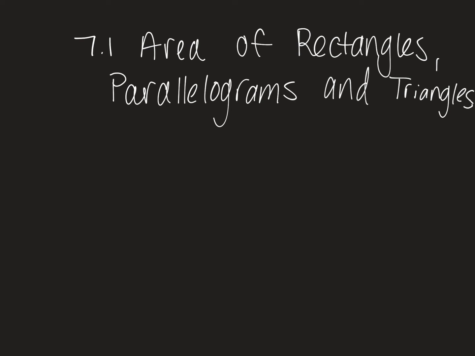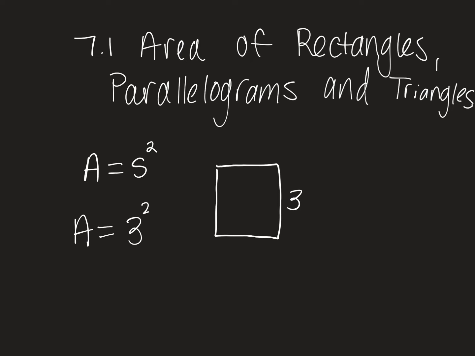All right, so we are getting ready to start chapter 7, which is all about area. In this section, we're covering the area of rectangles, parallelograms, triangles, and also a square. To find the area of a square, it is your side length squared. Remember, squared means you multiply the number by itself. So if we have a square and we know the side length is 3, to find the area of that square, we would do 3 squared, which is 9.